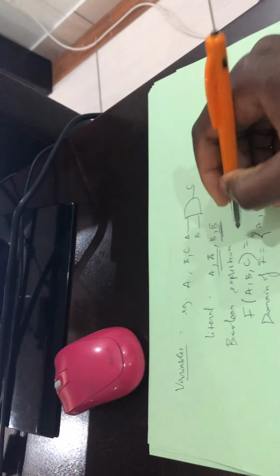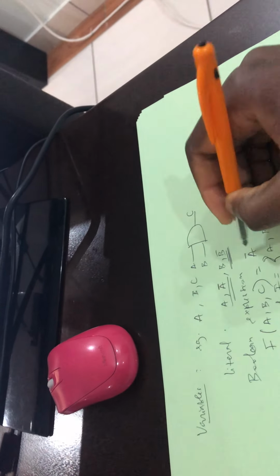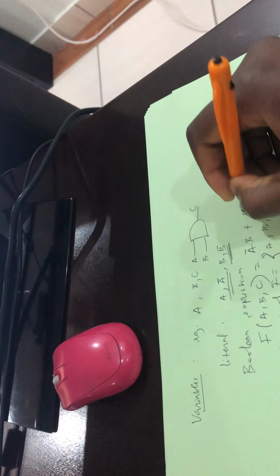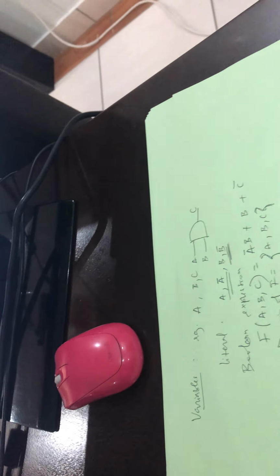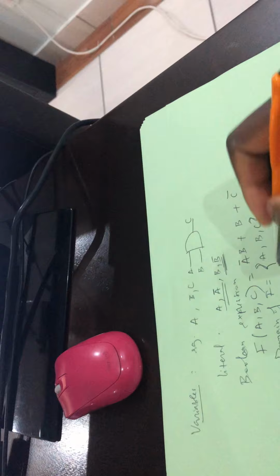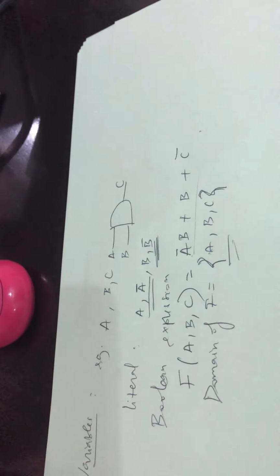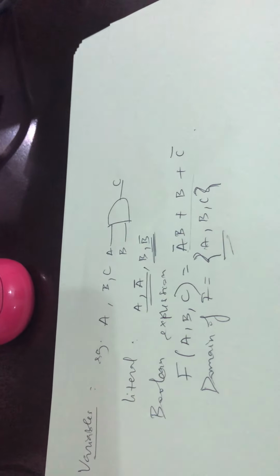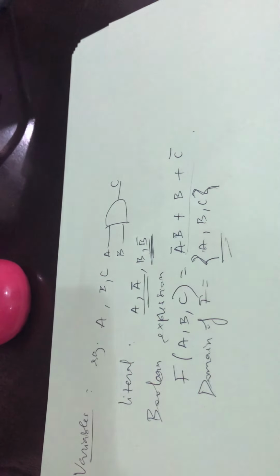So now that can be described, for instance, as A bar B plus B plus C bar, and we'll say the domain of this function F is ABC, the set of ABC. As you can see, all the possible variables that appear, whether in complemented or non-complemented form, in F are A, B, and C.